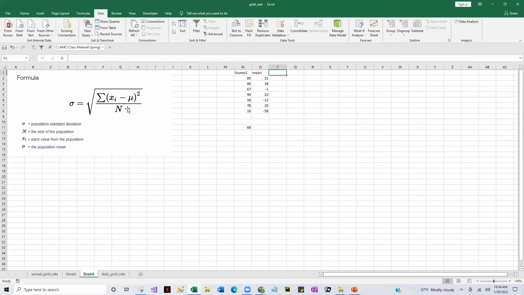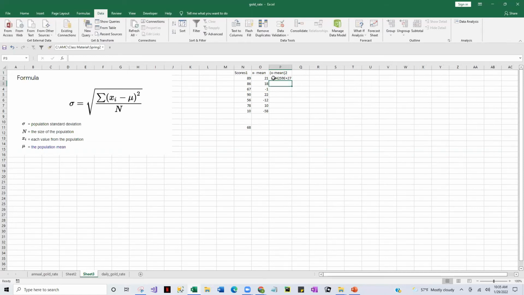Then what we are going to do is we are going to find x minus mu the square. Okay, so this is the x minus mean, and here we are saying x minus mean the whole square. This is what we are going to find here. So it is going to be like this, right? No, not the power. Sorry, 2.